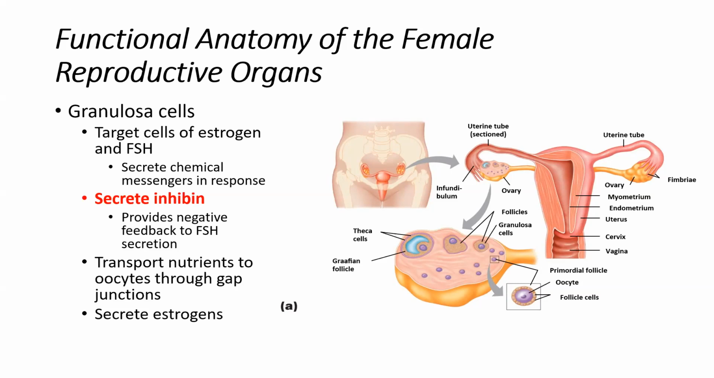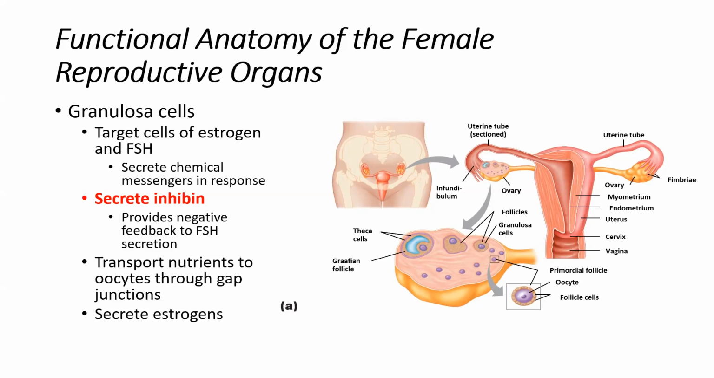They're going to be the target cells of estrogen and FSH, which is coming from the anterior pituitary. They're going to secrete inhibin, which is going to turn off the FSH secretion from the anterior pituitary. And then they're going to supply the nutrients that are required for the development of the oocyte via gap junctions. The way that they provide these nutrients is via extensive gap junctions. And then finally, they also secrete estrogen.